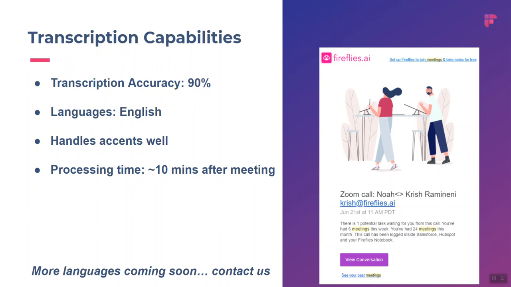It actually handles accents very well. We've trained it. We have customers in Australia, we have customers in India, we have customers in Europe, and even customers in the United States, where everyone has different accents. So we've been training the system to recognize accents. Obviously, if your accent is very thick and it's hard for a person to understand the English, it's going to be hard for the system to transcribe that.